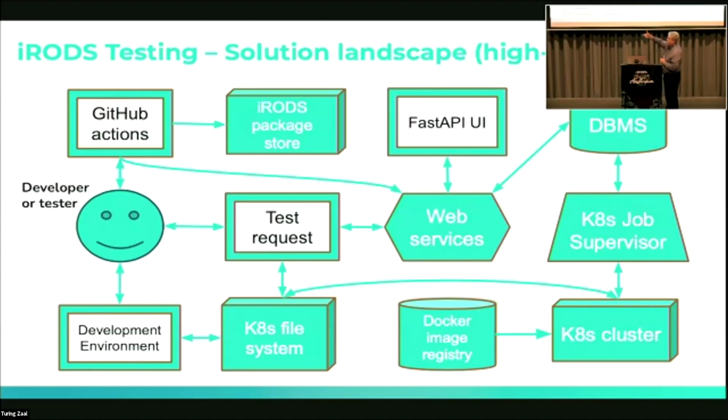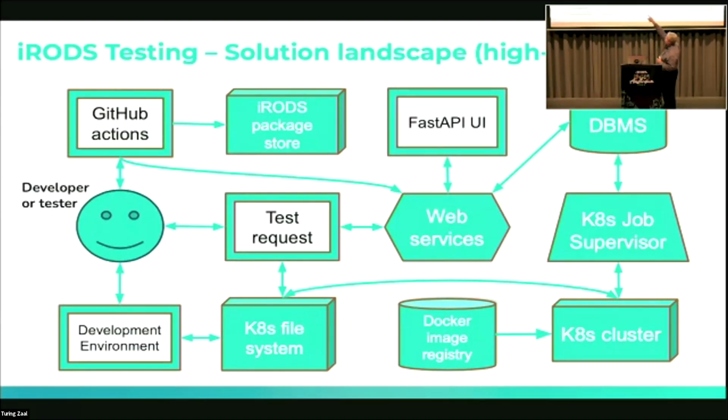They're checking to make sure that they can make packages out of them, and they're placing those packages in an iRODS package store. There's a line here that's missing. I'm sorry, but there's a line that goes from that iRODS package store over to the Kubernetes cluster, because the Kubernetes cluster is going to want to get at those and start installing them.